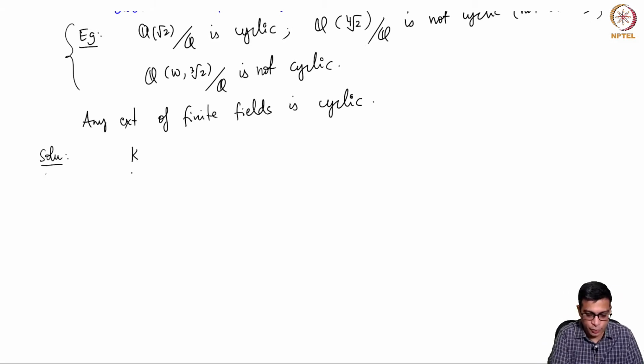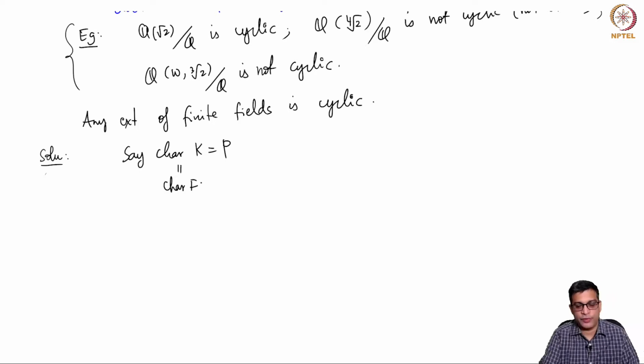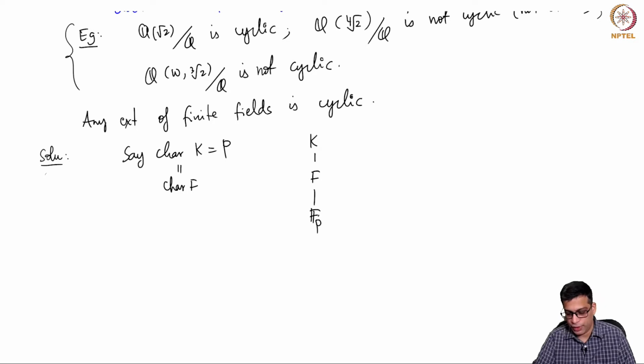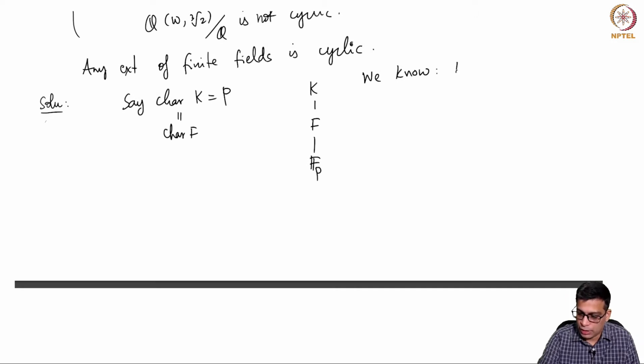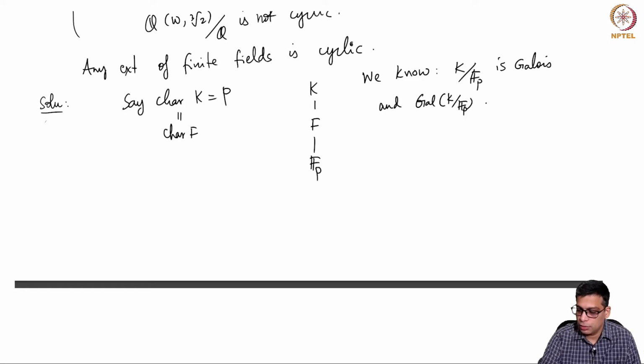This is something we have done before. Let's say the characteristic of K is p. This of course will be the characteristic of F also. If you have a field extension, both will have the same characteristic. So you have K over F, but both live over the prime field. So we know, and I will assert this without proof, that K over Fp is Galois and the Galois group of K over Fp is a cyclic group.